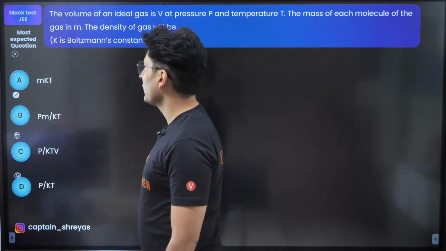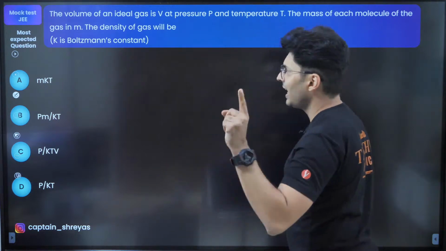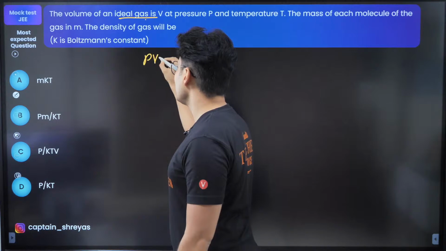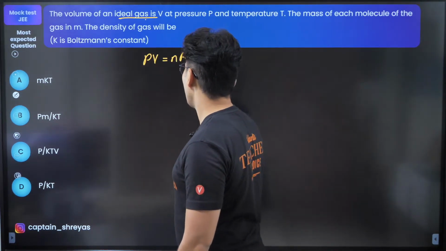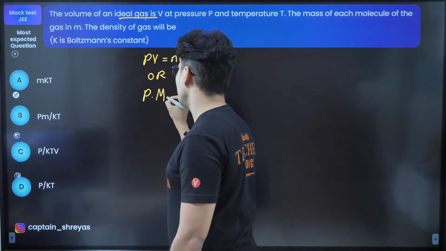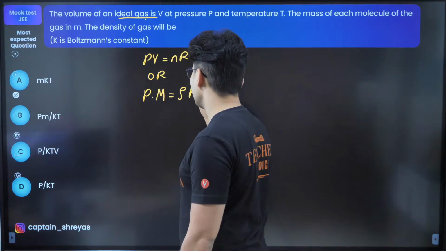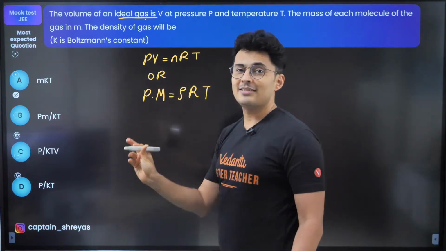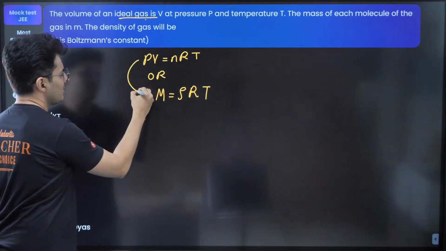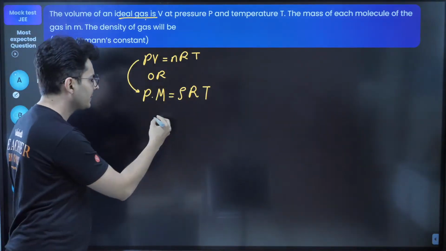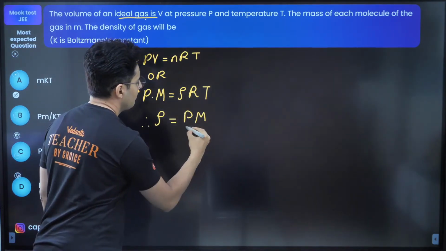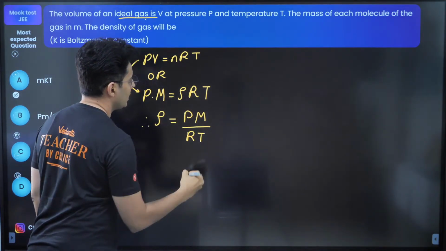Awesome, guys. Come on. Think about it. How are you going to do this question? It's an ideal gas. For an ideal gas, we can use PV equals nRT, or I can start with P into molecular weight equals rho, which is density, into RT. I want to find density, so I'm going to stick with the second formula. Actually, this comes from the first only. You should know the standard result. So therefore, density will be Pm by RT.